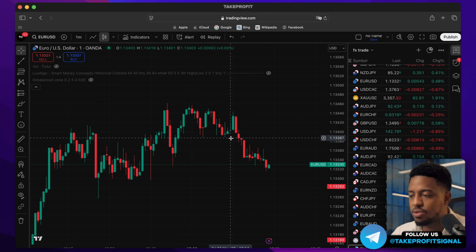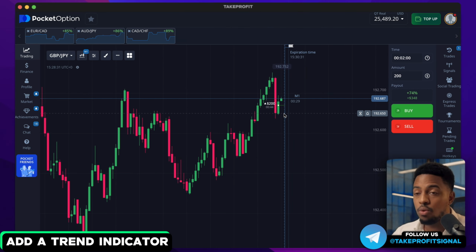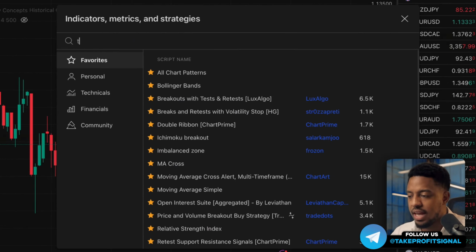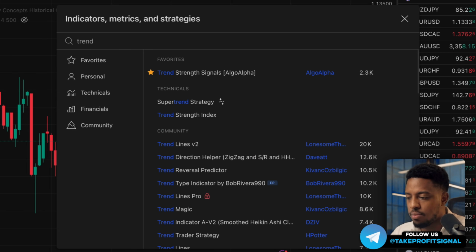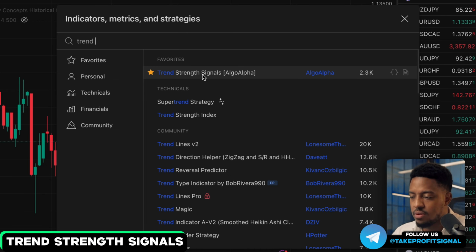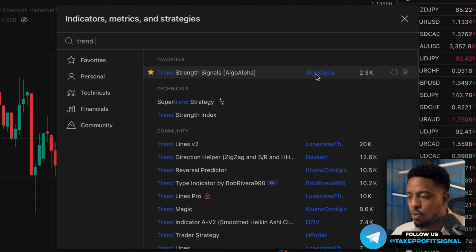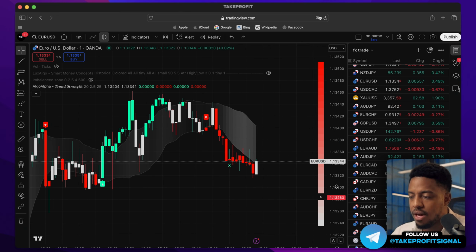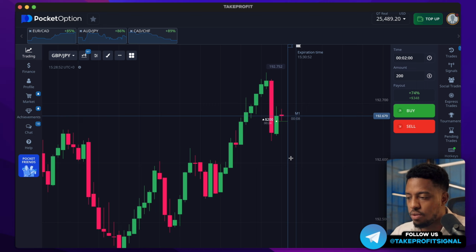Now the next step is to add a trend indicator, the one we'll use for trading and profiting today. We go to the indicators section, and here we write the name Trend Strange Signals. Here's this indicator from the author AlgoAlpha. He has 2,300 users, but this indicator is very much underrated in my personal opinion.